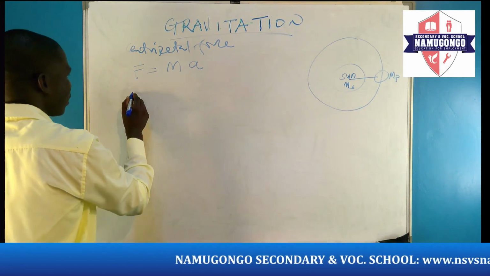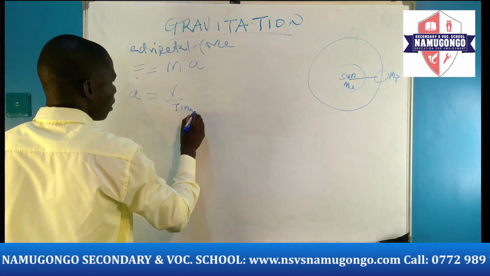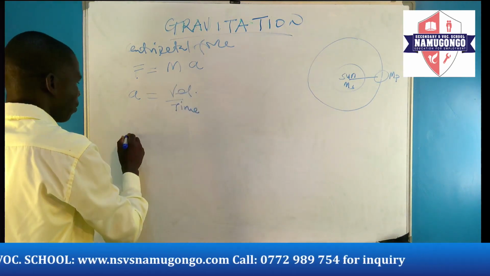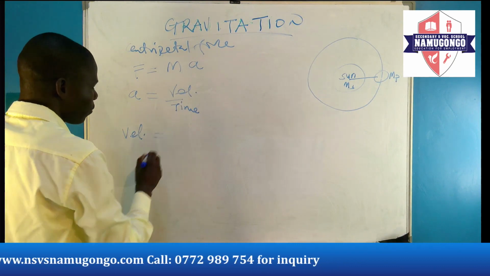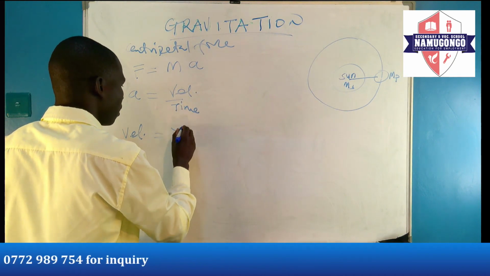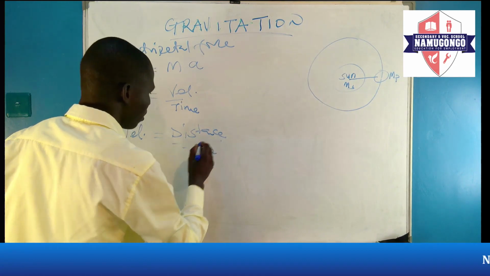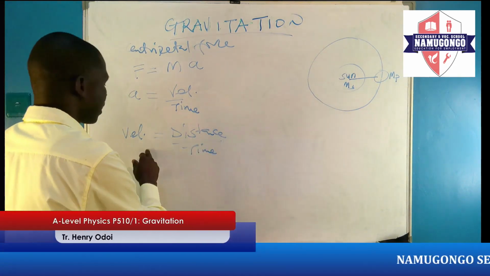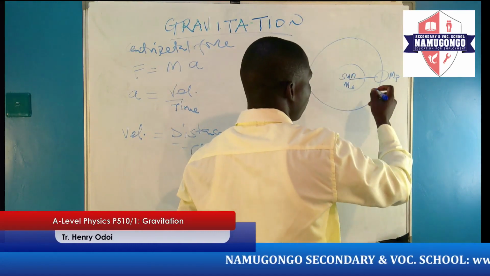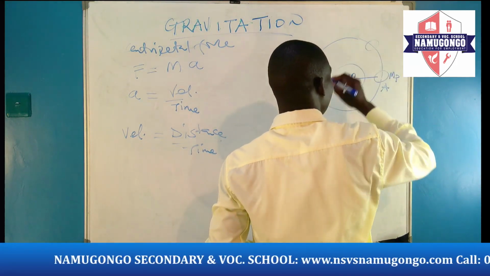We know that acceleration is given by change in velocity over change in time. Then we need first of all to get an expression for velocity. We know that velocity can be defined as the rate of change of displacement, or distance, divided by time. For us to get this, we shall consider this planet here, when it is displaced from this point A to say point B.